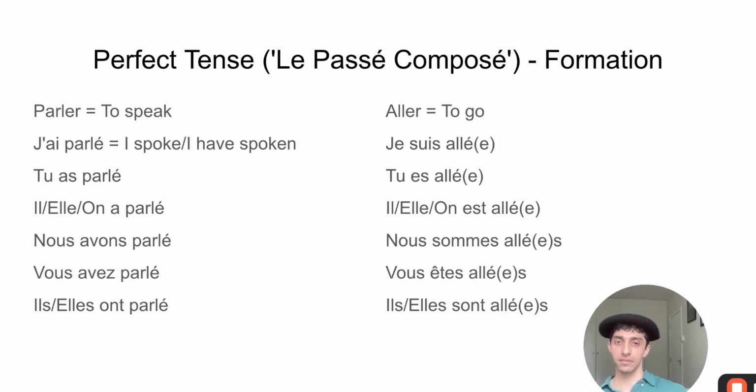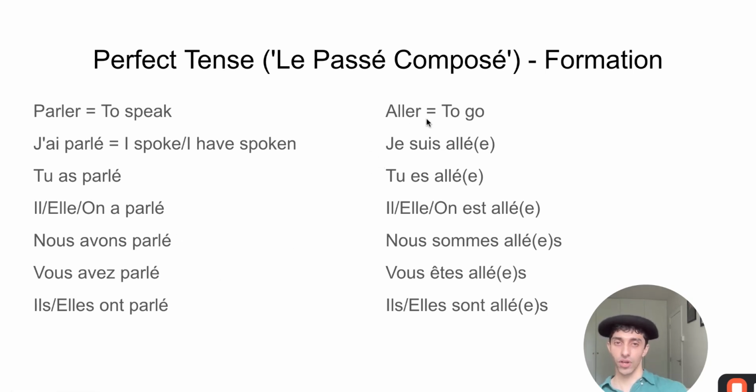And these are examples of regular verbs in the perfect tense. So starting off on the left with parler, to speak, which would become j'ai parlé, tu as parlé, il/elle a parlé, nous avons parlé, vous avez parlé, ils ou elles ont parlé.